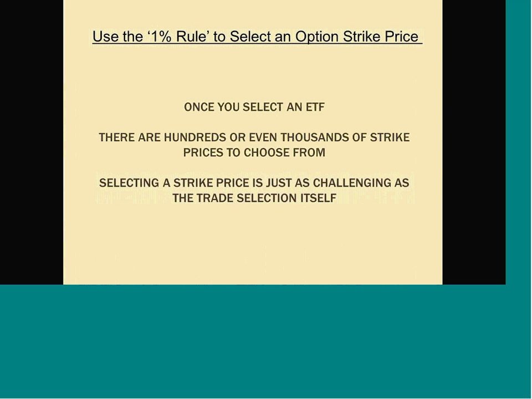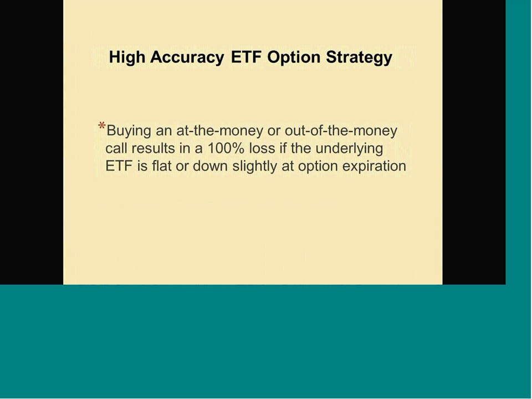And in general, when you buy an at the money or out of the money call, that will result in 100% loss if the underlying ETF is flat or it's down slightly at option expiration. So buying at the money or out of the money calls requires that the stock make a fairly good move to the upside in order for it to be profitable. If the stock's flat or down at all, then you're going to experience 100% loss, as we saw in that Home Depot example. So this is what you're always facing when you're purchasing options.